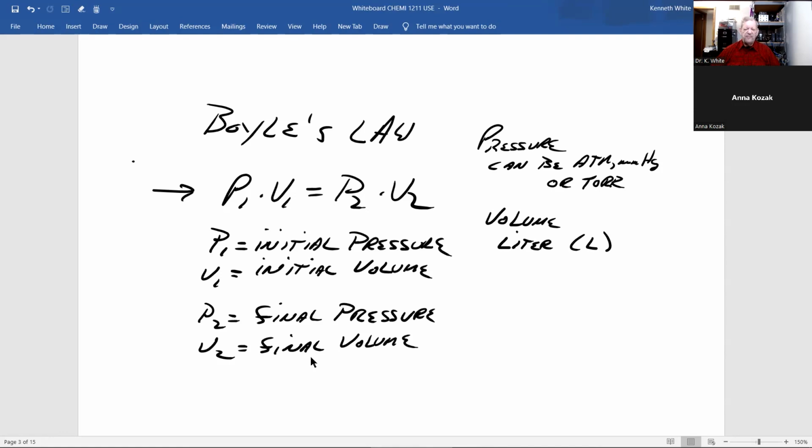So Boyle's law, P1 V1 equals P2 V2. Now, in a Boyle's law problem, you'll be given three of these variables, such as P1, V1, and either P2 and then you'll calculate V2, or you'll be given V2 and you'll calculate P2.